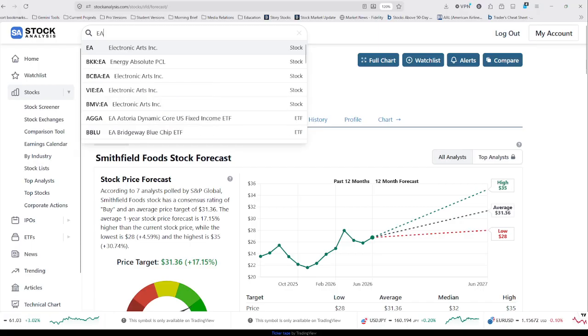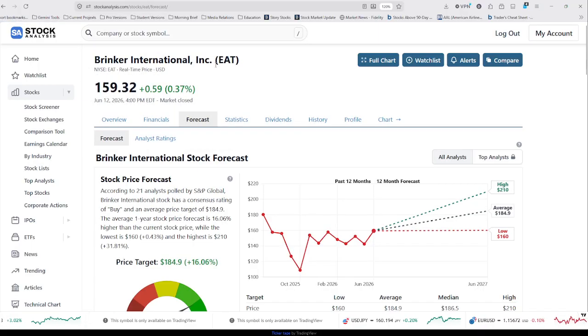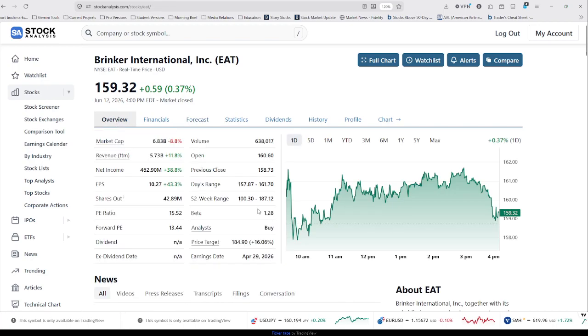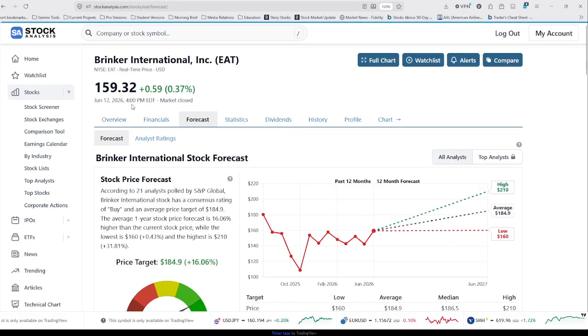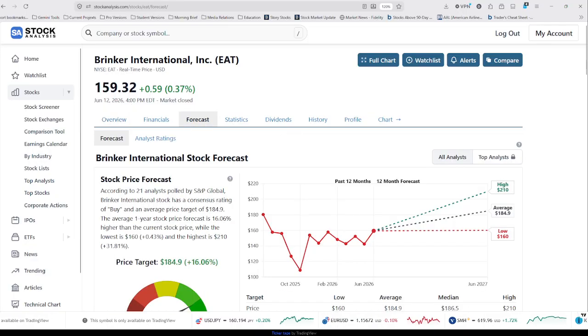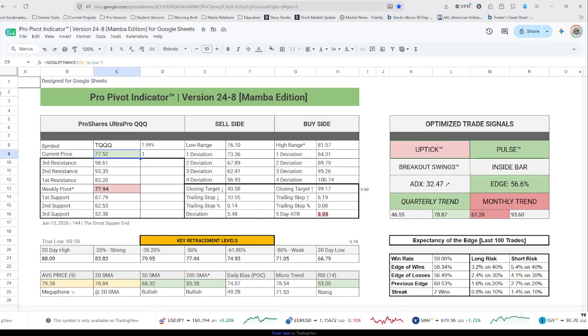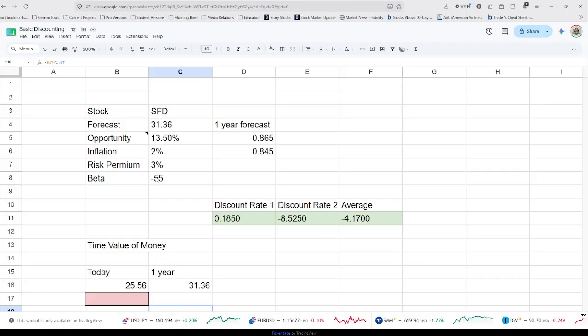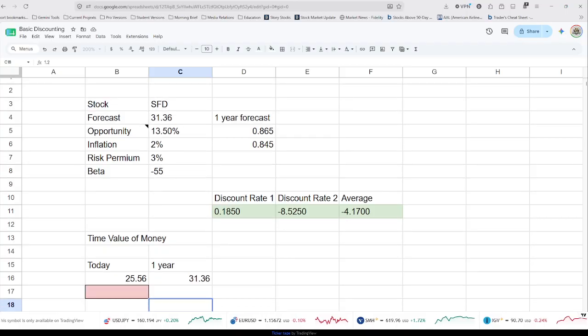So EAT, $1.84. That's what they're supposed to be worth. Okay, so now let's grab all the things we need. Their beta is a 1.28. Sorry, one second. All right, so their beta is a 1.28 now.